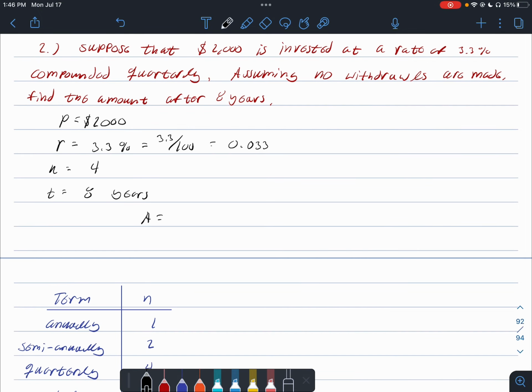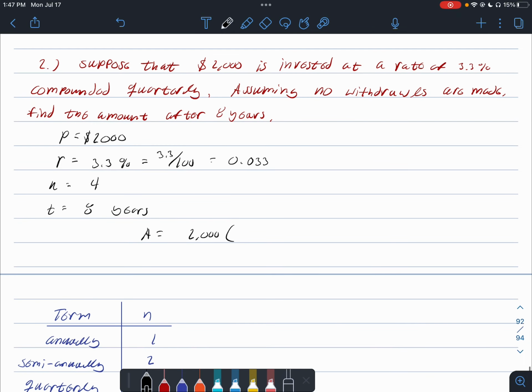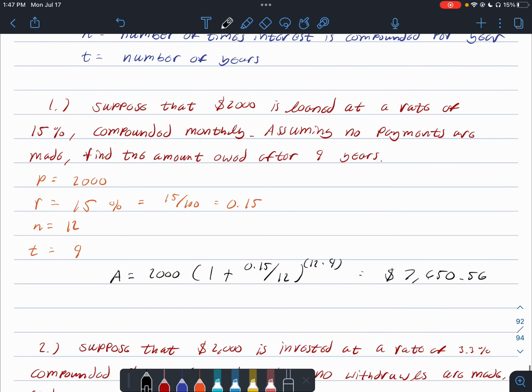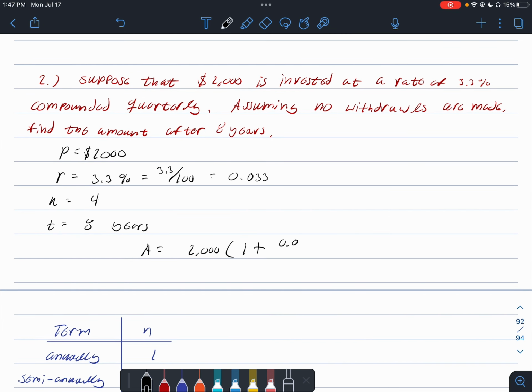Okay. So we would go ahead and solve this problem. So A is equal to P, which we said was $2,000, times 1 plus R over N. So in this case, it'll be 0.033 over 4. And this is going to be to the N times T, so we'll have to the 4 times 8. All right, so if we plug that into a calculator, we will get 2,601.44.